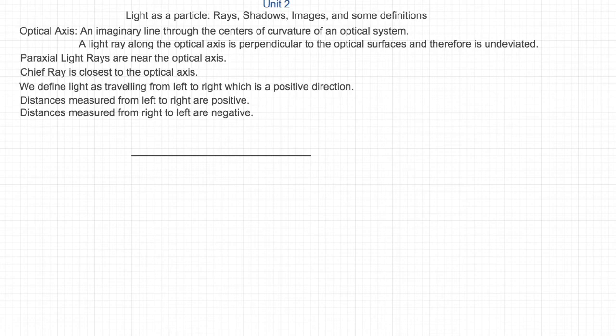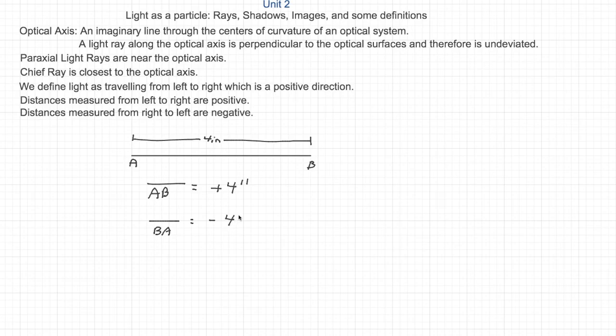We define light in this course as traveling from left to right, and we call that a positive direction. Distances also, if they're measured from left to right, are positive, but if they're measured from right to left, they are negative. So here's a line, we're defining it as going from A on the left to B on the right, and we're saying it's 4 inches long. So if you're talking about line segment AB, that's 4 inches. But if you define the line segment as BA, going from right to left, you have to say the distance is negative 4 inches. Really important in geometric optics.